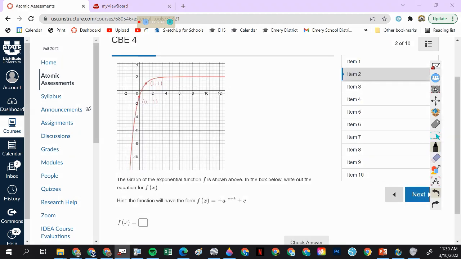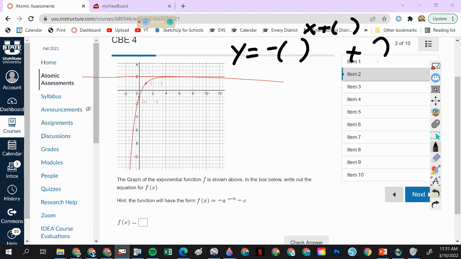All right. So, what can you tell me about this graph? It's negative because it's upside down. Okay, what else? The c is plus 2. So the final equation is y equals some negative number, x plus or minus some number plus 2.